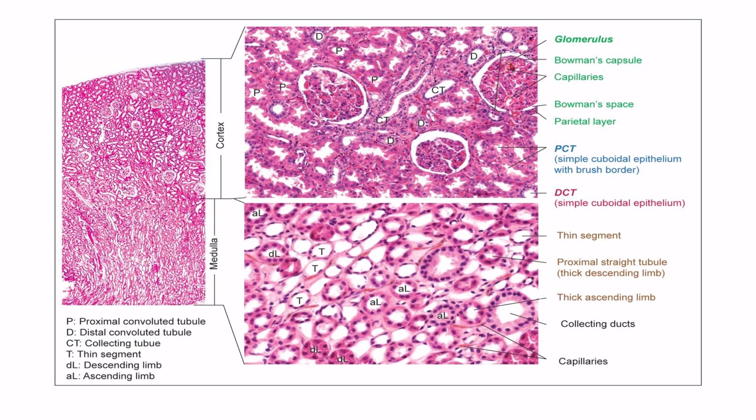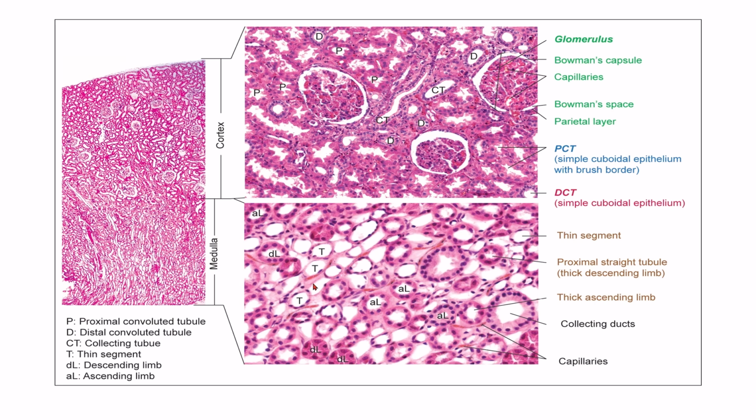So you can see here this is the glomerulus with the capillaries and the Bowman's capsule. This is the parietal layer. Here you can see the proximal convoluted tubules with the brush border. So here you can see the distal convoluted tubule, and this here you can see the collecting tubule.